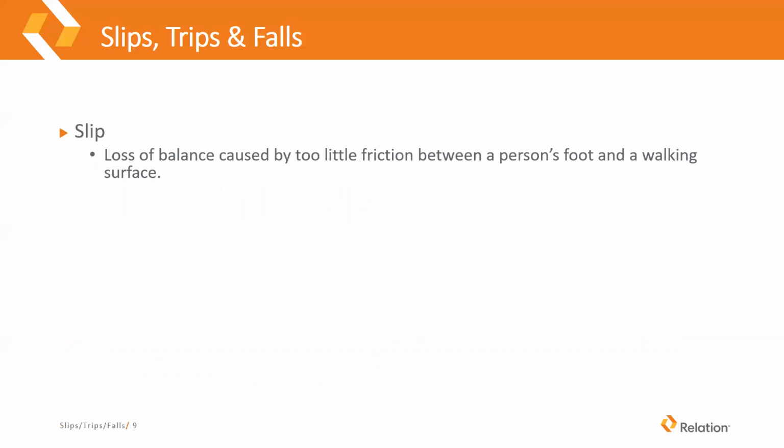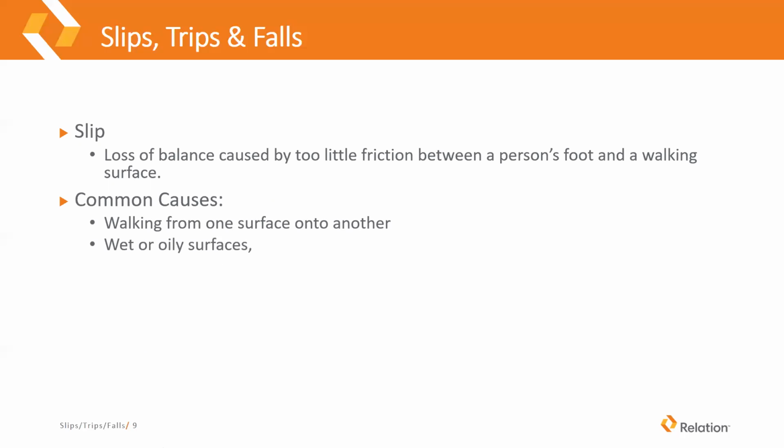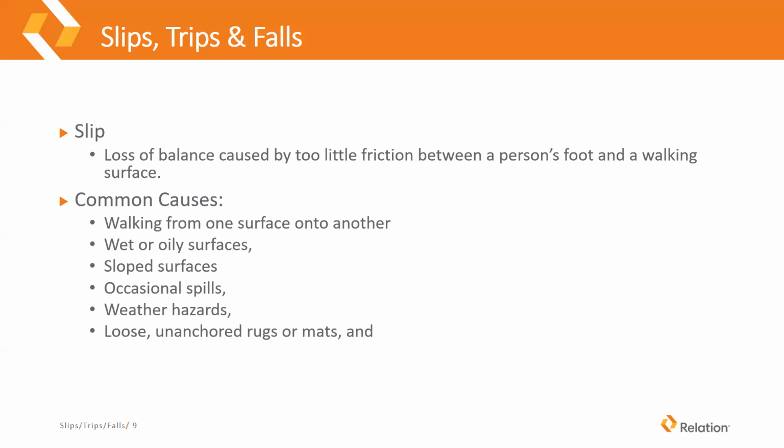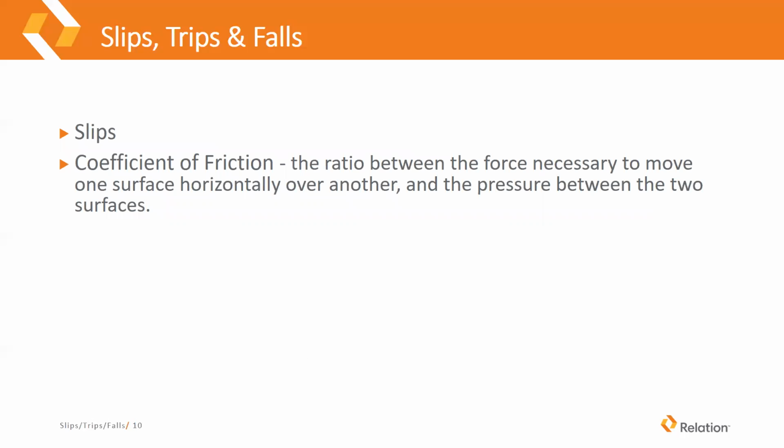All right, so slips. A slip is a loss of balance caused by too little friction between a person's foot and a walking surface. Some of the common causes are walking from one surface onto another, wet or oily surfaces, sloped surfaces, occasional spills, weather hazards, loose, unanchored rugs or mats, flooring or other walking surfaces that are worn, and improper footwear. Something we talk about with slips is the coefficient of friction. So this is the ratio between the force necessary to move one surface horizontally over another and the pressure between the two surfaces.